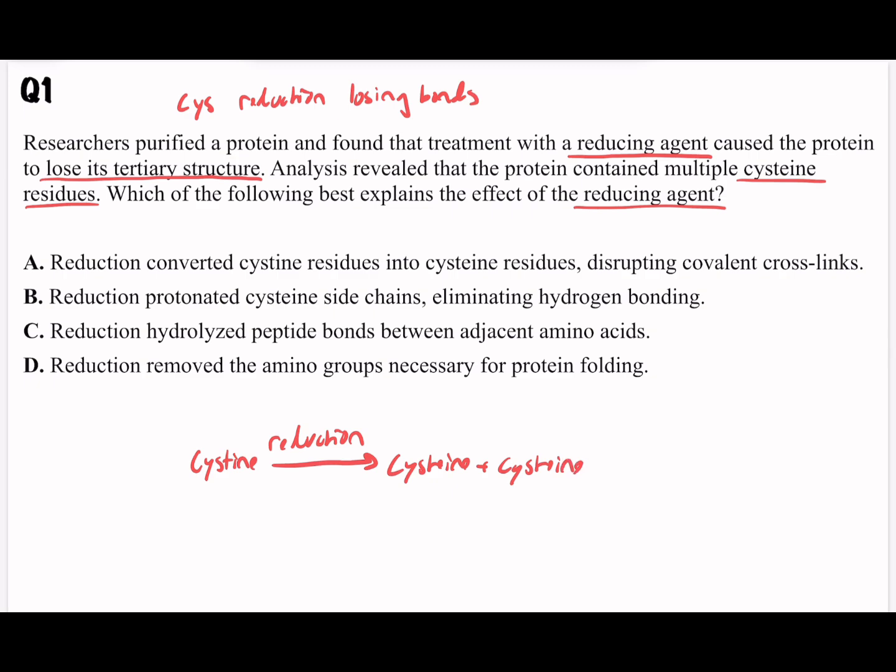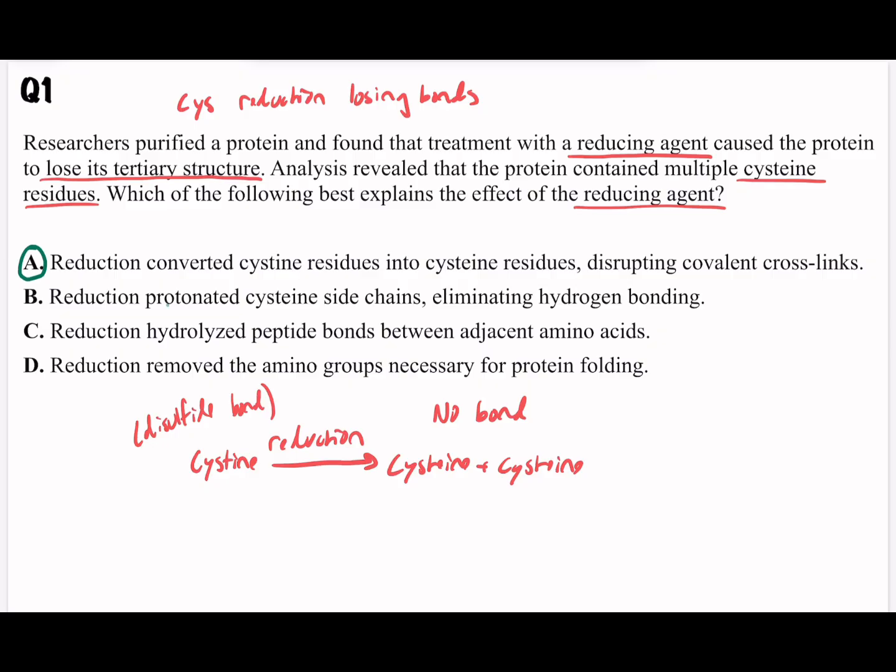And so now, before even looking at the answer choices, because we know that reduction causes cystine, which is a disulfide bond, to go back into two cysteines, which is no bond, we're already better prepared to answer the question. And this is without even looking at answer choices. But now let's go ahead and take a look. So one by one, answer choice A reads, reduction converted cystine residues into cysteine residues, disrupting covalent crosslinks. All right, well, that's pretty much exactly what we said. So I'm just going to circle this for now and say that that seems like a pretty reasonable answer.